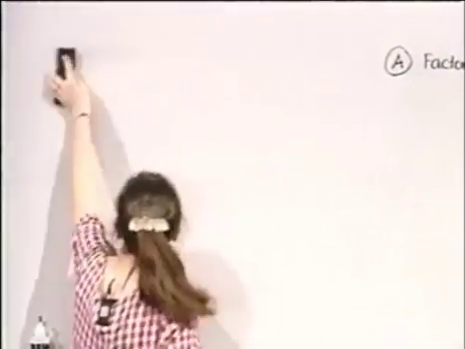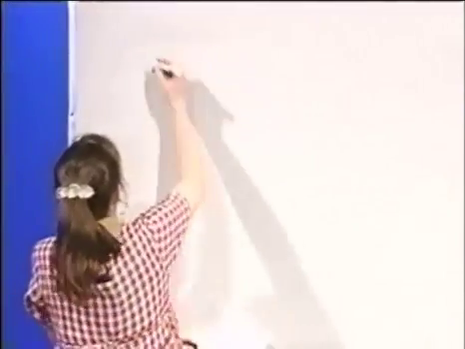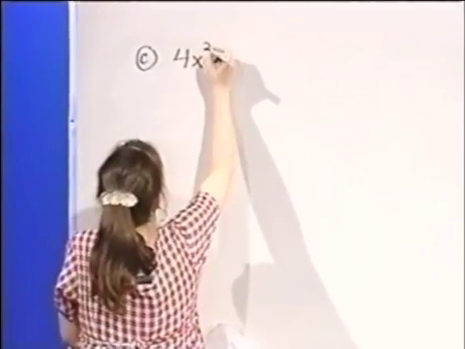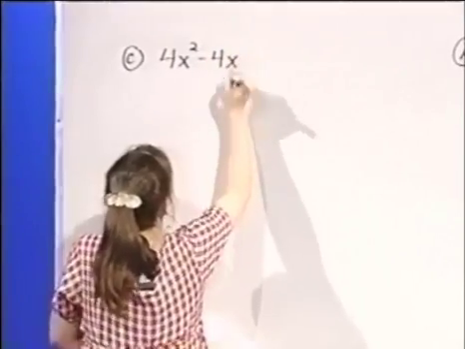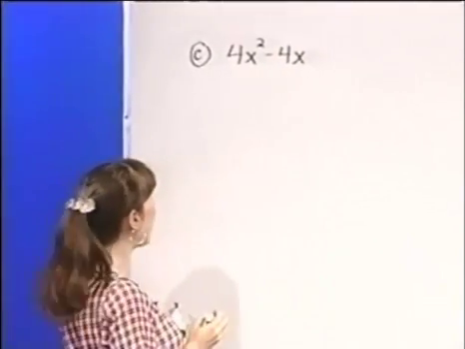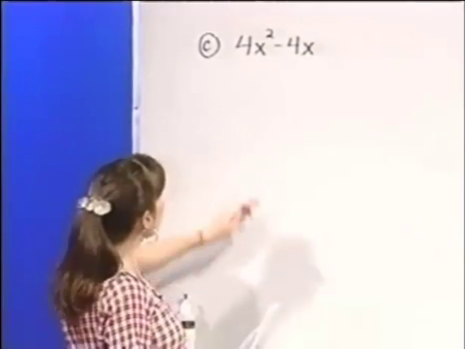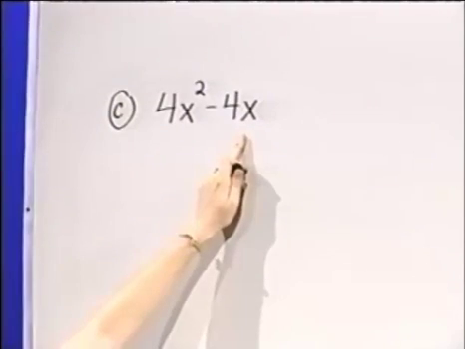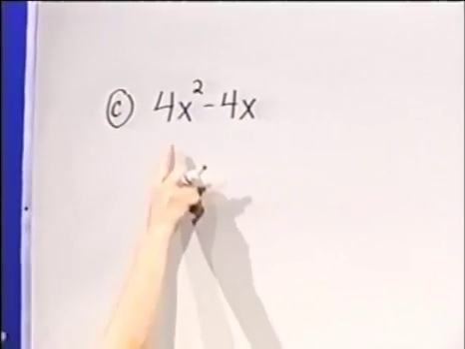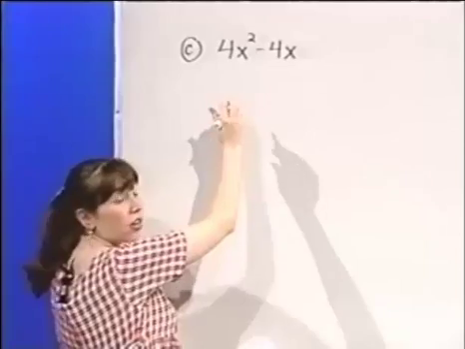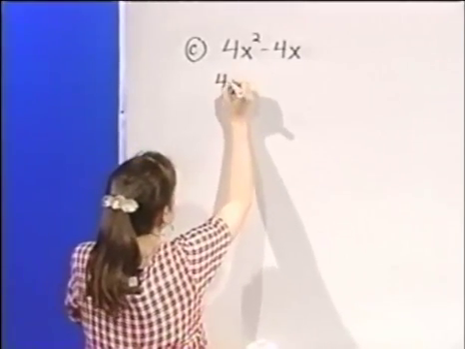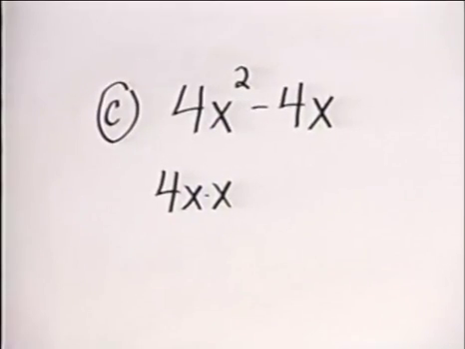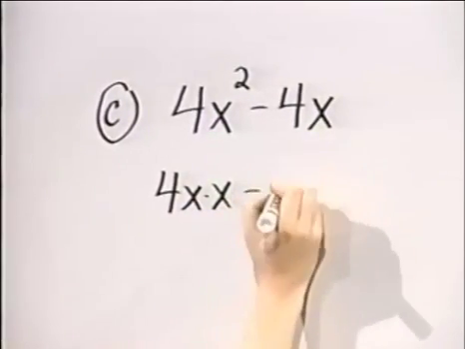polynomials. This is example C, and let's write down 4x squared minus 4x, and again, we're going to factor. First thing you want to do is figure out, is there anything common here and here that you can take out? Well, if you think about it, 4x squared is actually 4x times x, right? Double x, x squared. And over here you just have 4x.